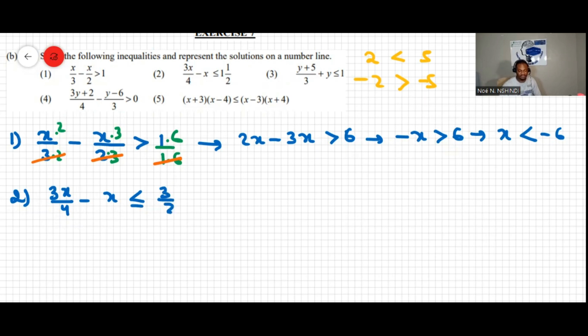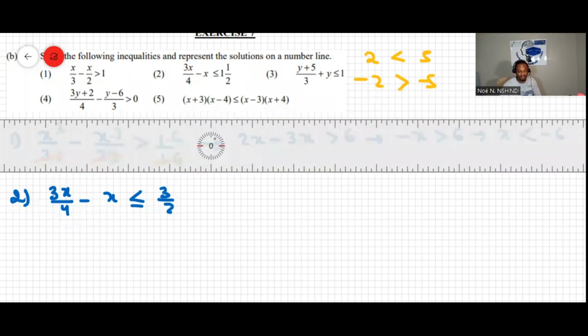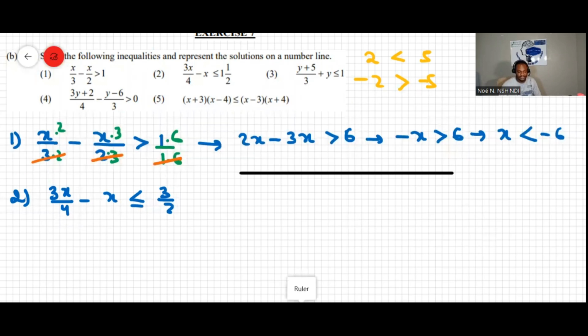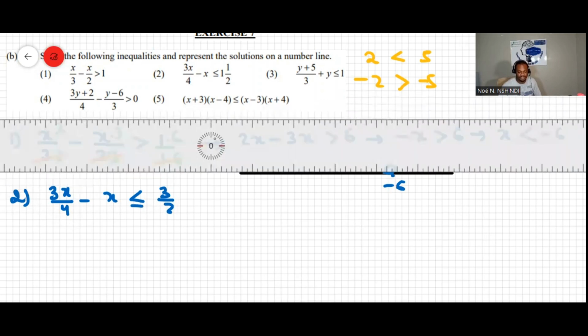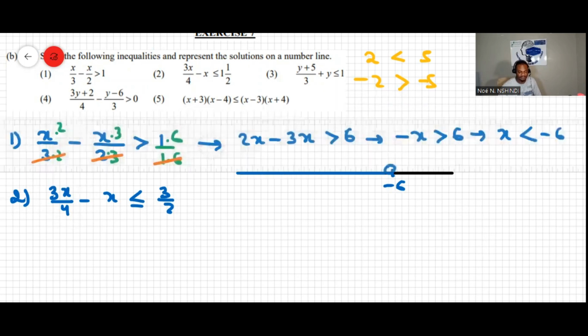Oh, I didn't represent the number line. So the number line here, in this question, we have negative 6 as the critical value. So x is lesser than negative 6. So if negative 6 is there, I want to put an open circle because it's lesser than, and then I can just put a line which is lesser than negative 6.